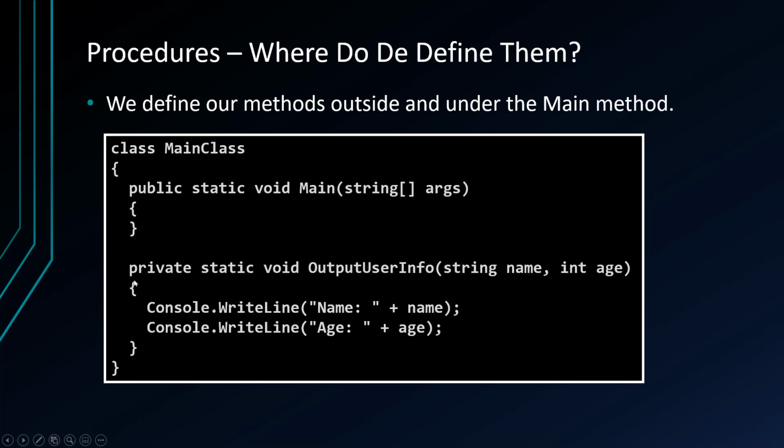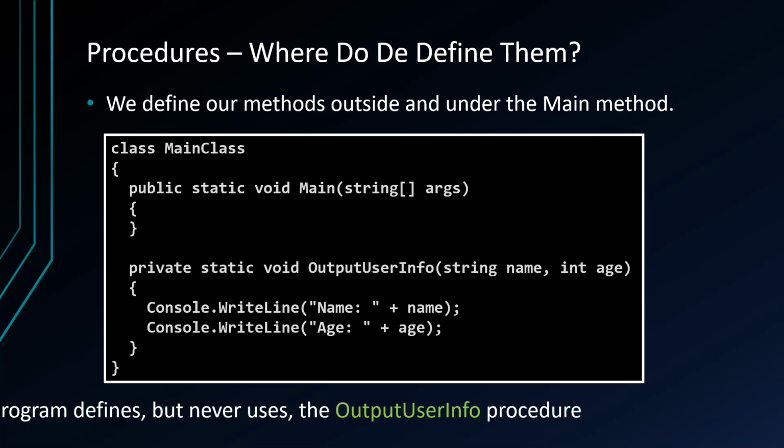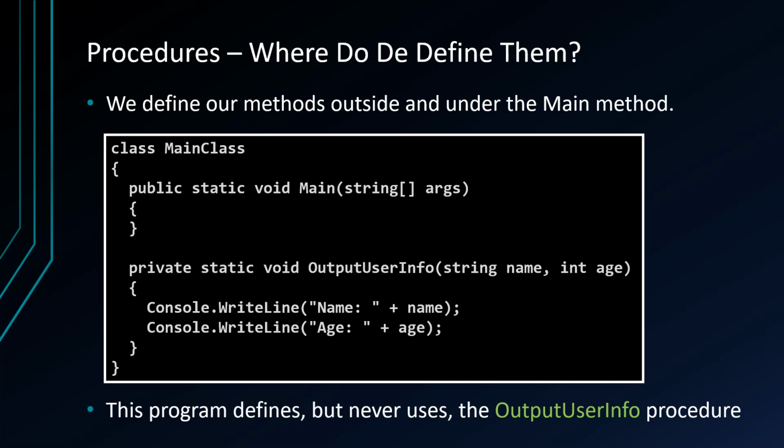Great. In this case, this program simply defines OutputUserInfo, but it never actually uses it. So if you ran this program, it would do nothing, because there's no functionality. The code executes from the main method, but there's no code inside of the main method. It's like we created the stamp and then put it in a drawer and forgot that it exists. That's all we did right here. That may not be useful.